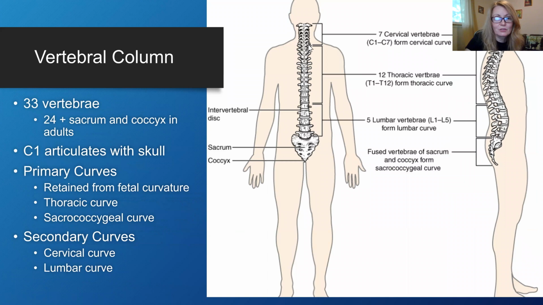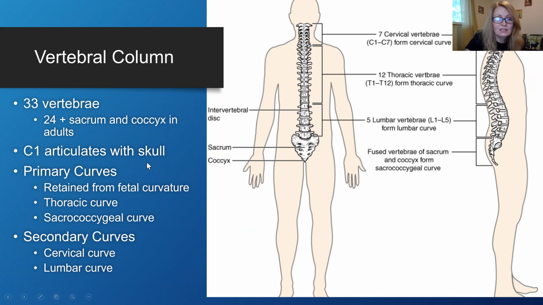Okay, now we're moving to vertebral column. So we have 33 vertebrae, 24 that are not fused, and then we have 5 sacral and 3 to 4 coccygeal vertebrae, and they are fused and they form structures called sacrum and coccyx, and sacrum and coccyx are part of your pelvis.